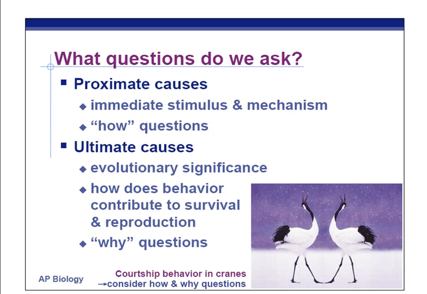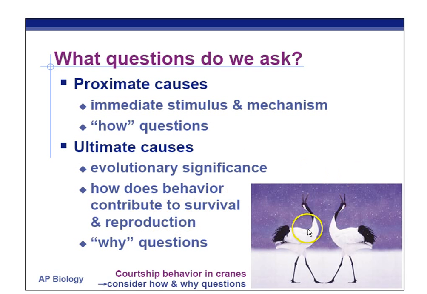We started chapter 51 with talking about proximate versus ultimate causes. Proximate causes are whatever triggers a behavior. For example, the mating behaviors in these cranes will trigger the act of reproduction. The ultimate cause is why this is happening, and that's the evolutionary significance. So when you're asking yourself the ultimate cause for something, always ask yourself how this affects survival and reproduction.